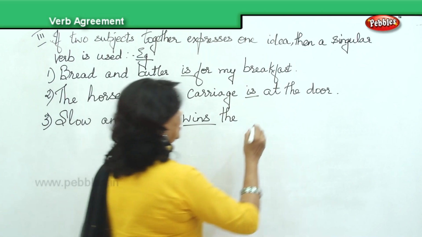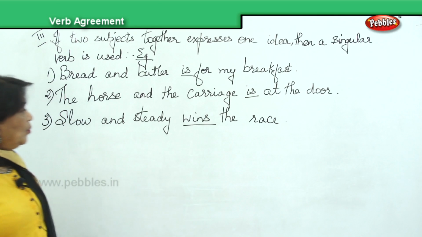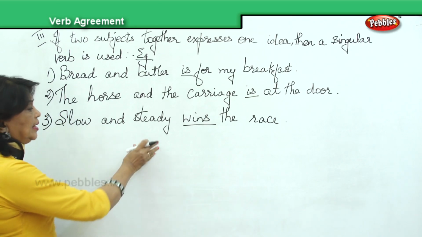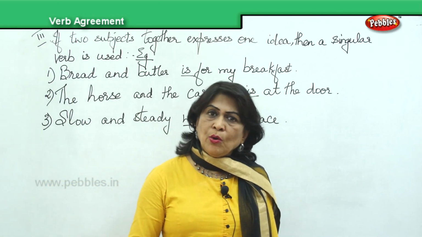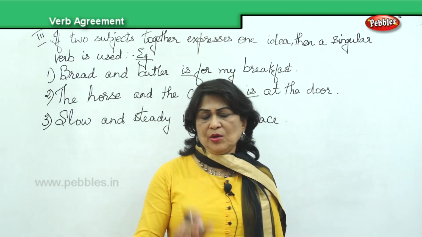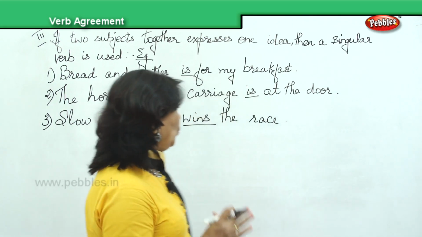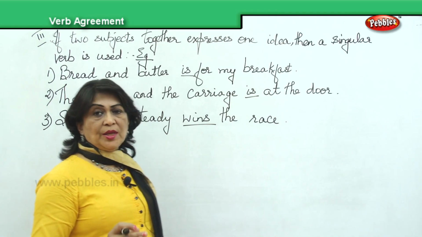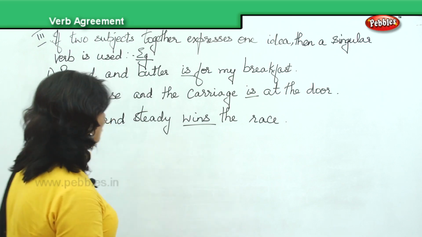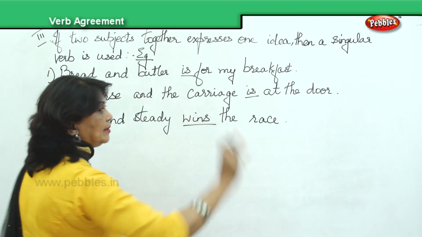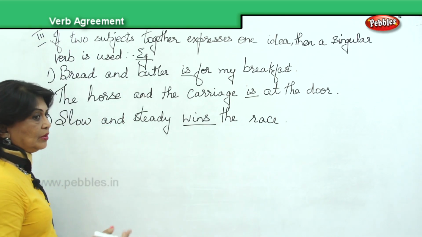Slow and steady wins the race. Now what does the slow and steady mean? It talks about how you run. Slow and steady running. It talks about one entity, slow and steady running wins the race. So we use the verb in the singular form, wins. Slow and steady wins the race. Okay? It talks about the quality of how you run.